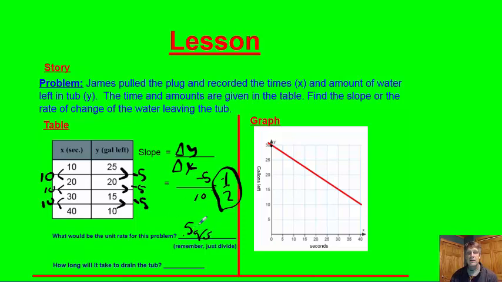That's how quick that tub is draining. Half a gallon in a second. Every second, half a gallon. That's pretty quick. So how long will it take to drain the tub? Well, if you keep your pattern going, 15, it'll go to 5, and then it'll get to 0. And then it'll go from 40 to 50, and from 50 to 60. So how long will it take?